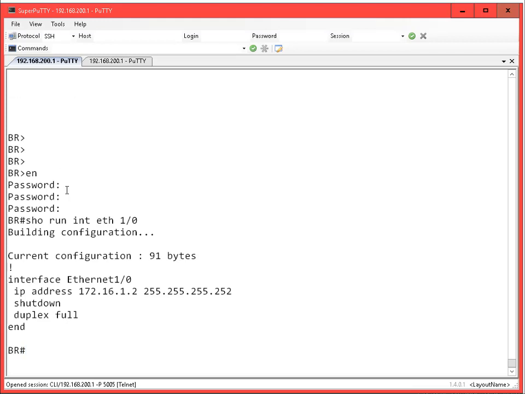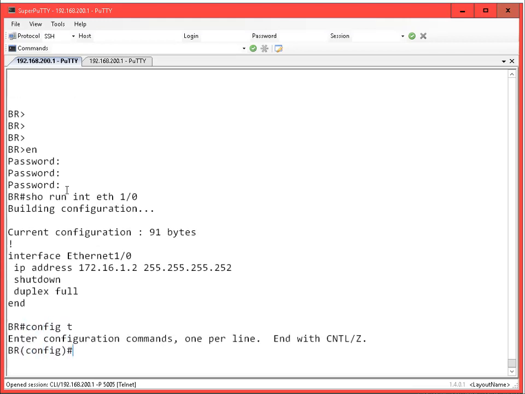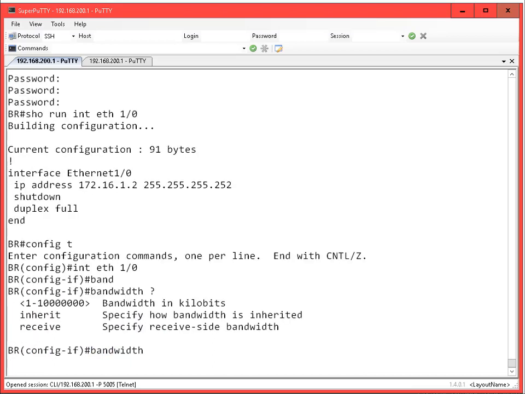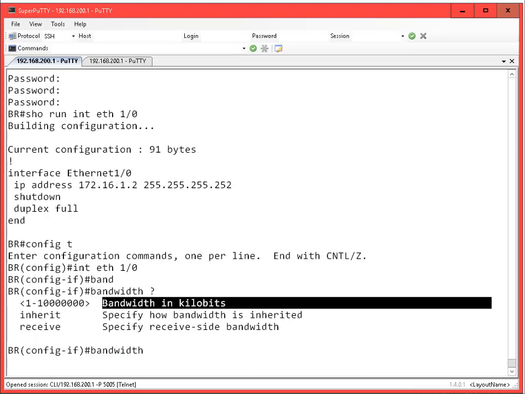In this particular case, I can go into interface Ethernet 1.0 and I can set the bandwidth, and that value is already in kilobits per second. Setting the bandwidth affects things like QoS, it affects metric calculations and so on, but it doesn't actually change the operational bandwidth of the interface. The interface is still going to function at its normal line rate speed.